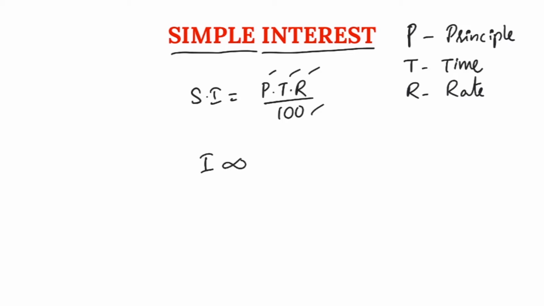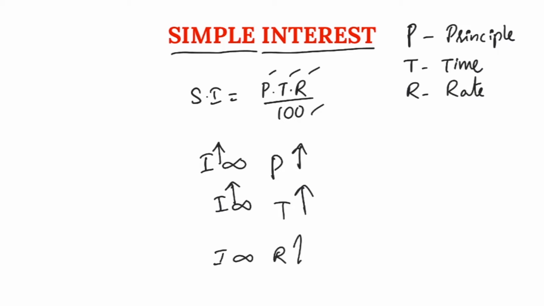Simple interest is proportional to P, means if you borrow more money, you need to pay more interest. Interest is proportional to time period. If time period is more, you will pay more interest. And interest is proportional to rate of interest. If more is the interest rate, you will pay more interest.